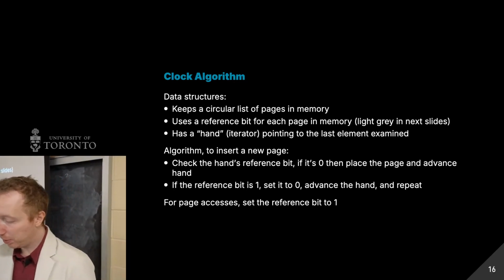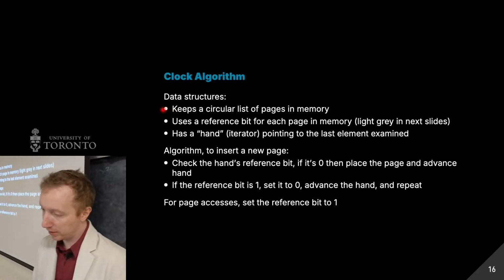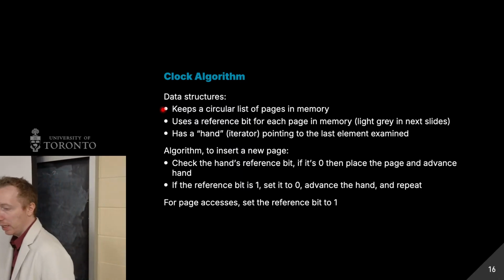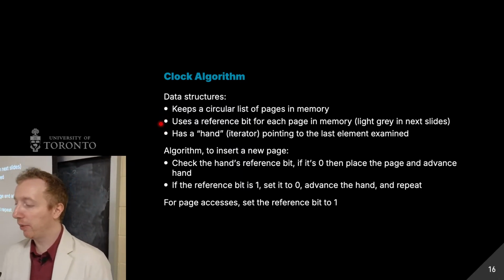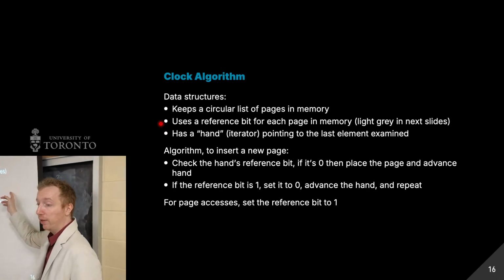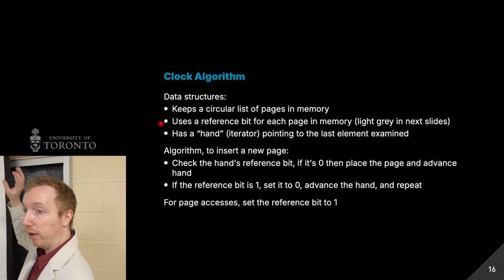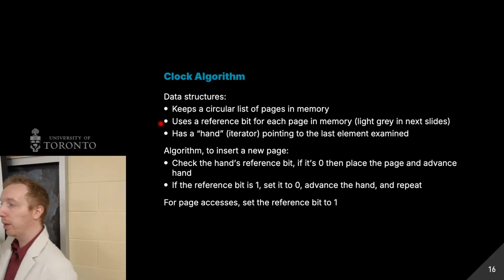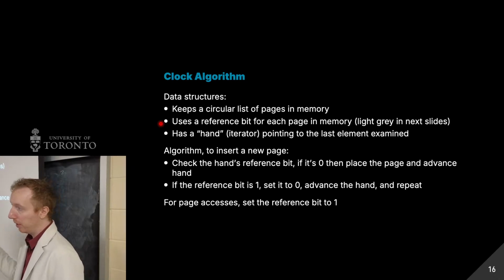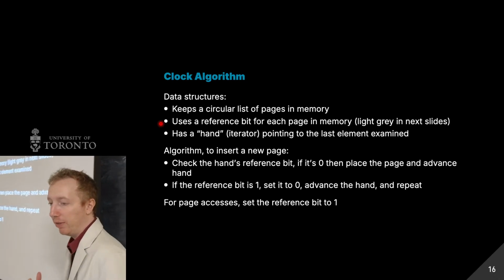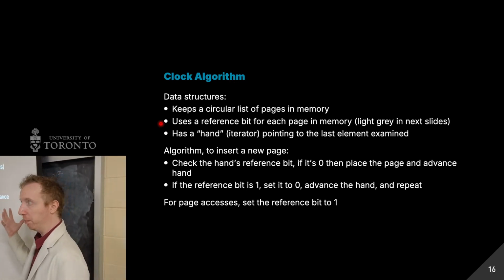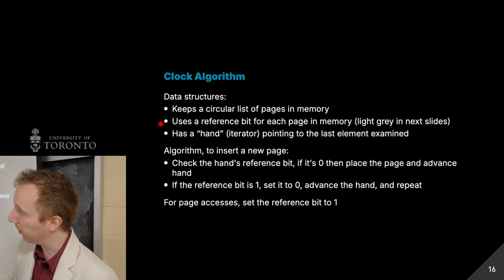So still page replacement. The data structures we are going to use here are, we're going to keep a circular list of pages in memory. And what this will do is use a reference bit for each page in memory. So I will put it in light gray on the next slides. And that reference bit is the only thing that's going to be updated when we reference a page. So we can't go any faster than that, just flipping a single bit if we access our page. It's about the fastest thing we can do when we reference a page. Again, that is going to be our bottleneck. Our slowest operation is what we do when we reference a page.